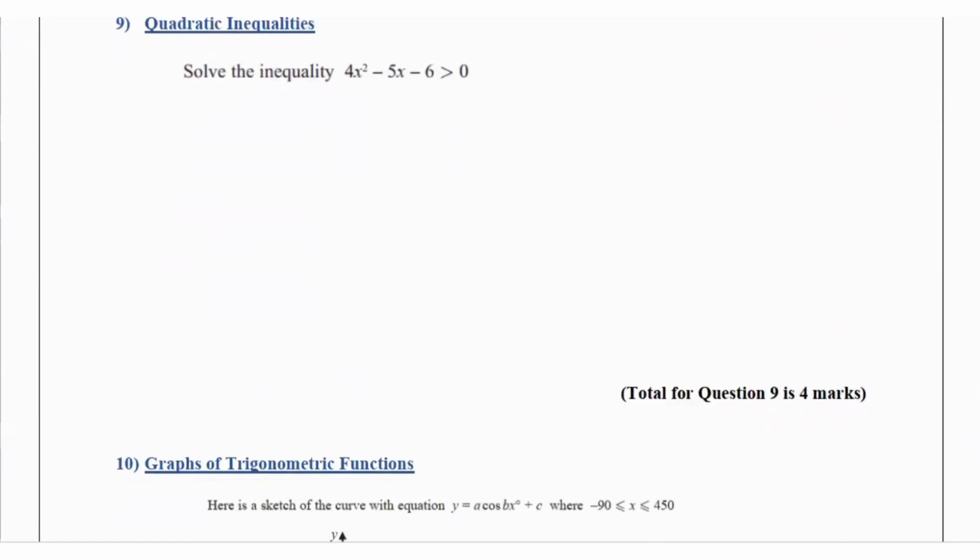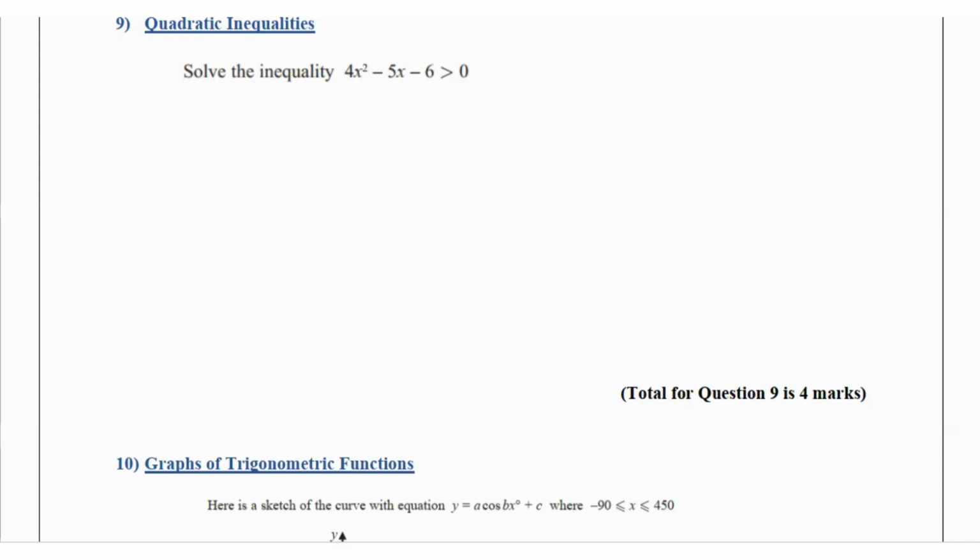Quadratic inequalities. So we have to solve the inequality 4x squared minus 5x minus 6 greater than 0. So when solving a quadratic inequality, as I've said before, treat them as quadratic equations initially. Start with factorizing it like you would with a quadratic equation. So for the factorizing part, you can either use the quadratic formula or you can use splitting the middle term, whichever method works for you.